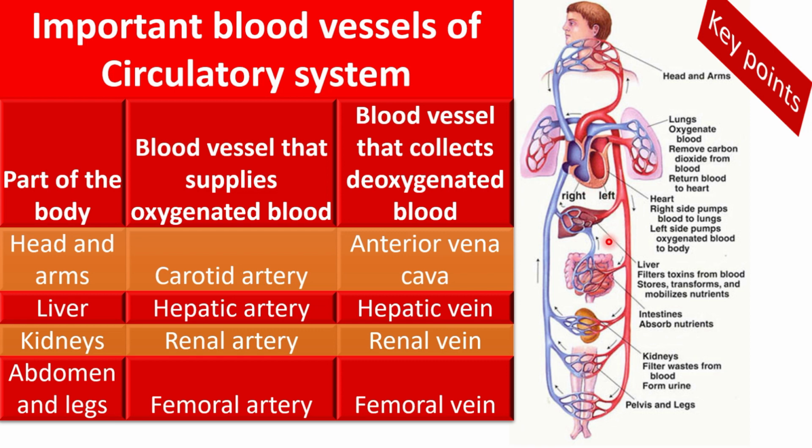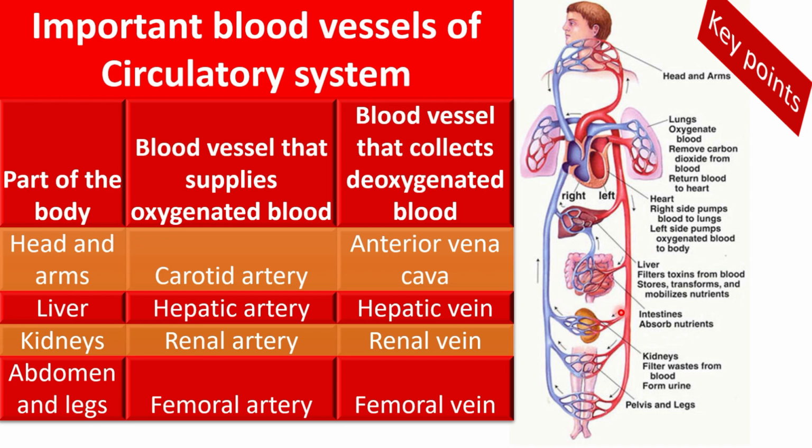The next important organ in our body is the liver. So, here the oxygenated blood from the heart is brought to the liver through an artery called the hepatic artery. The deoxygenated blood from the liver is collected by a special vein called the hepatic vein, and this vein is connected to the inferior vena cava.